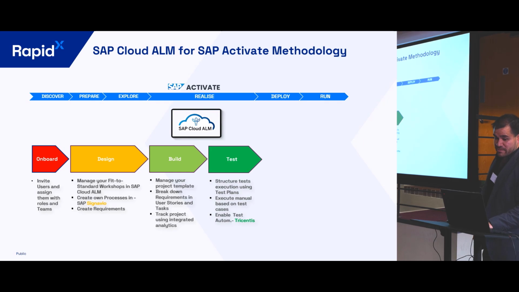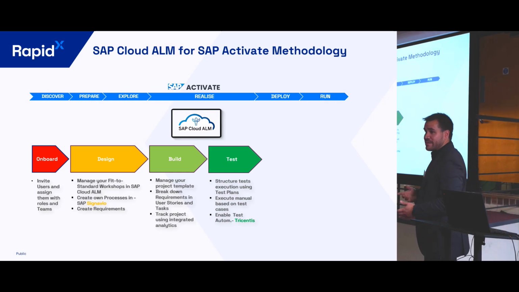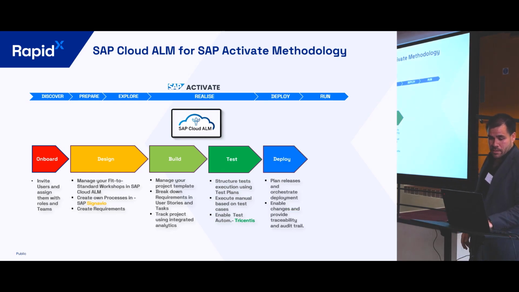We move to the test phase. You're going to be organizing the test plans that are going to be relevant for this implementation: user acceptance testing, functional integration testing, or regression testing. This can be done manually using SAP Cloud ALM, where you can just create test scripts and execute them directly from the system, or you can also bring in Tricentis as the main engine for doing execution automatically.